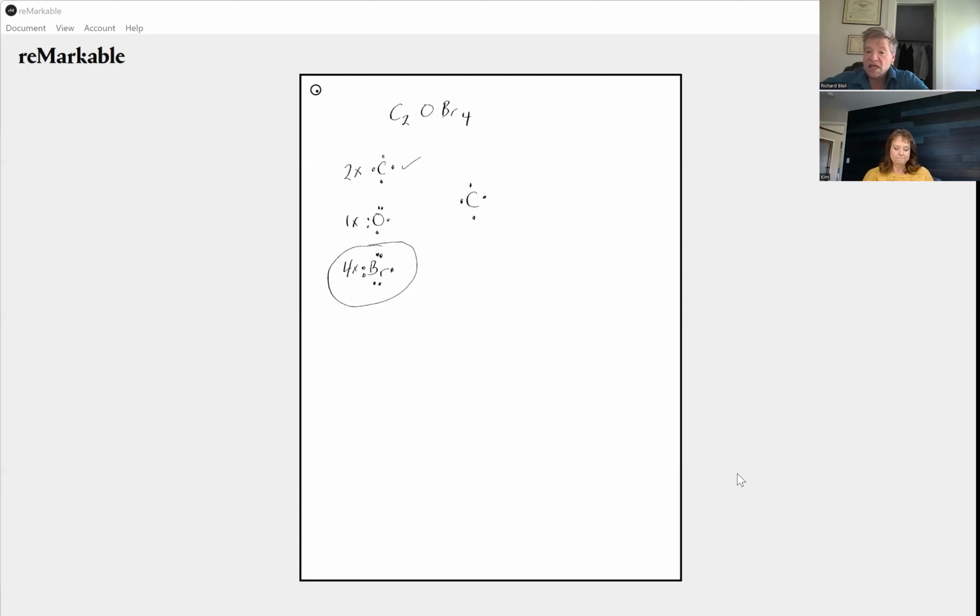Peroxides are very unstable. So when you're writing Lewis dot structures, unless you're specifically told otherwise, I mean, if you're told it's a peroxide, then yes, you're going to put an oxygen-oxygen single bond. But without special instructions, never put single bonds between two elements except for carbon.